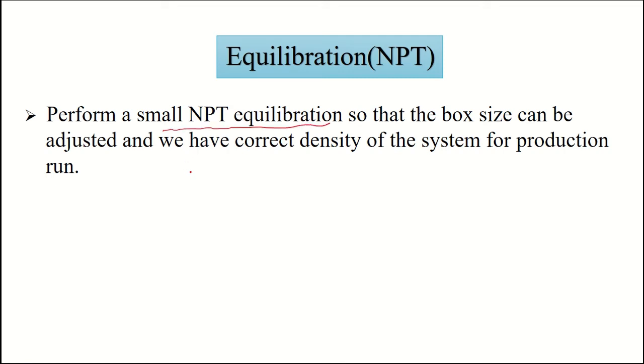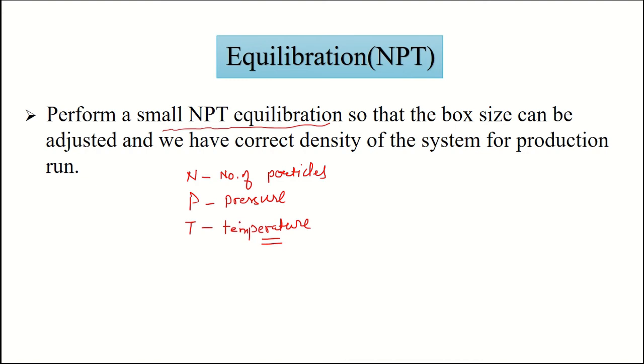So what is NPT equilibration? N is the number of particles, P is the pressure, and T is the temperature. So here the number of particles, pressure, and temperature are going to remain constant. In NVT, volume, number of particles, and temperature are constant. In NPT, number of particles, pressure, and temperature are constant.